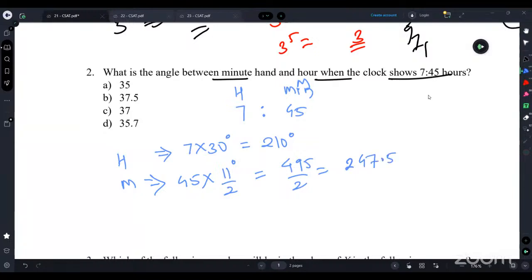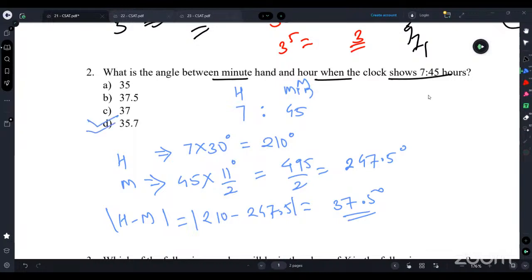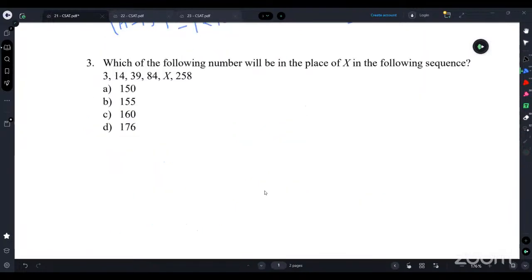247.5, right? That will be degrees. Now what you do is you take the absolute subtraction between H minus M. So you don't have to think about the sign. You have to take the absolute value. So what will be the absolute value for this? It will be 37.5 degrees. So 37.5 degrees will be the angle between the minute hand and hour hand at 7:45 hours. Okay, see the next question now.